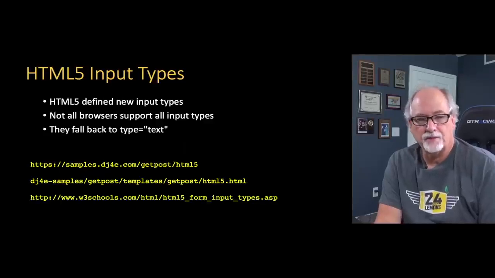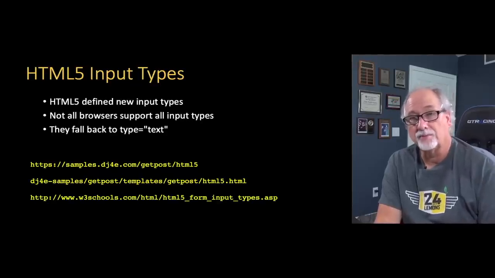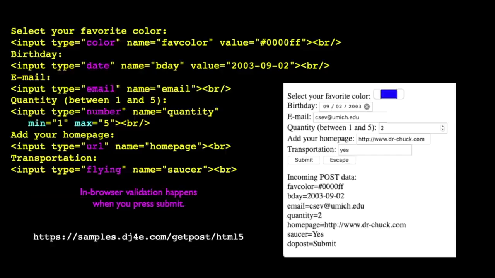And what's nice about this is we were slowly but surely building complex libraries to solve all these problems. But now we can use these input types, and now each browser can support them in their own way. And they all fall back to type equals text. And so if you have a really old browser, these don't cause trouble. So here's just some samples of some things.